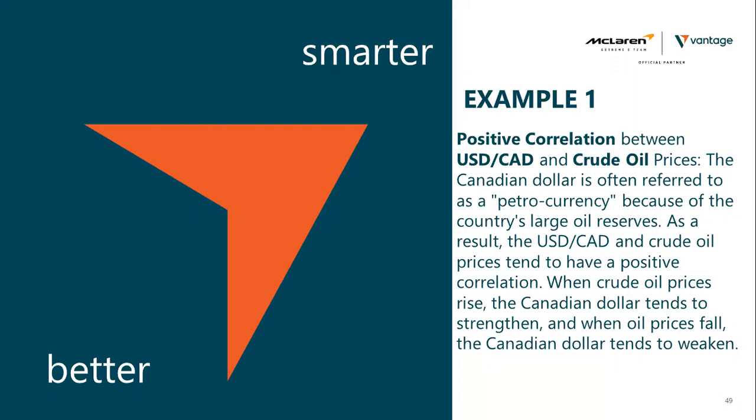So in this case, we have CAD is strong with crude oil. So CAD has a positive relationship with crude oil, but USD CAD has a negative correlation with crude oil. The CAD itself has a positive correlation with crude oil, but USD CAD has a negative correlation with crude oil, right?